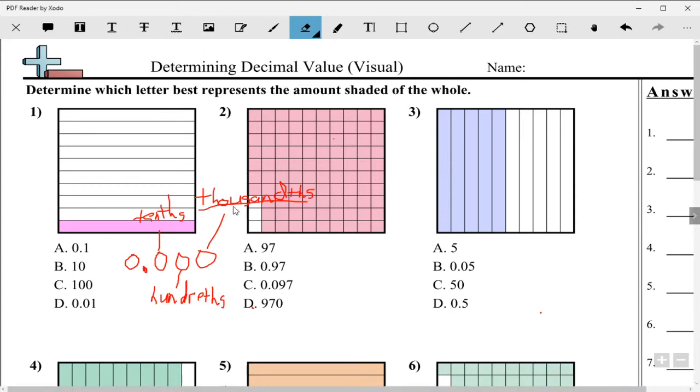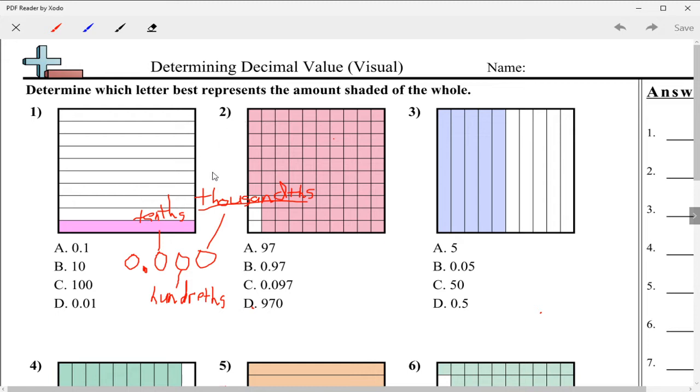Alright, let's start with this. So I already have this written right here. I just wanted to point this out. So this is just the place value of decimals.